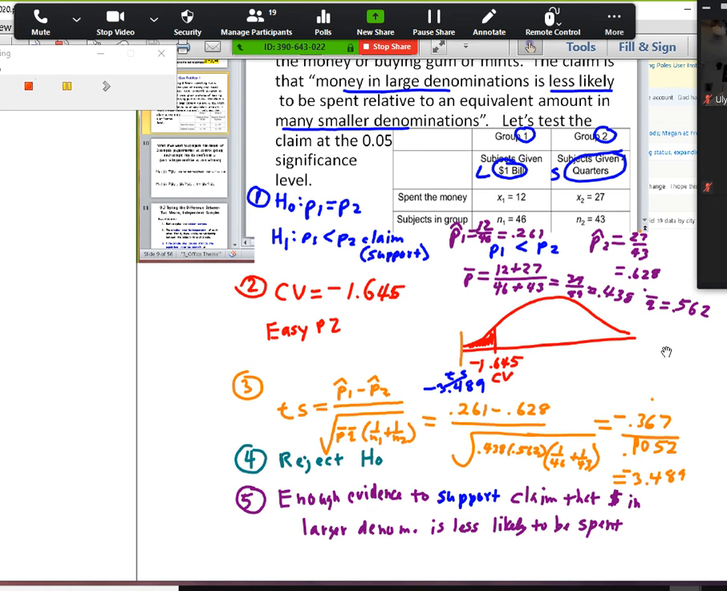So that top part's going to be negative 0.367. So find the numerator. And then the bottom's going to be the square root of p̄ q̄, 0.438 times 0.562 times (1 over 46 plus 1 over 43). So if I find this bottom part and then square root it, let's go ahead and go through that very quickly.